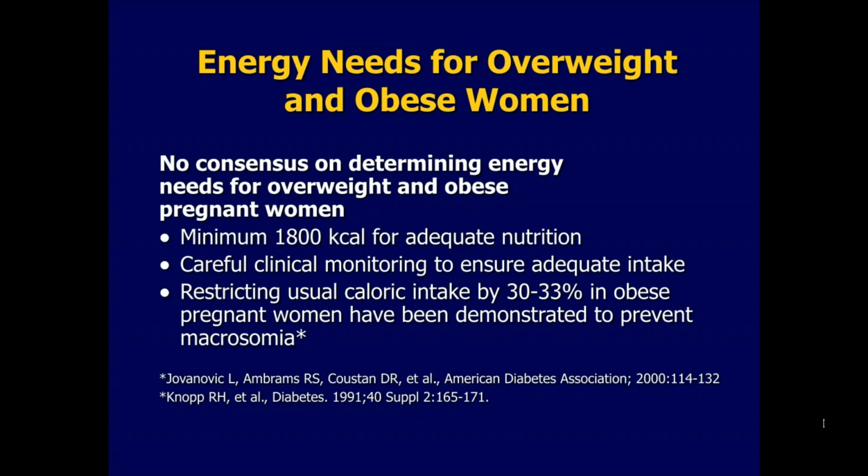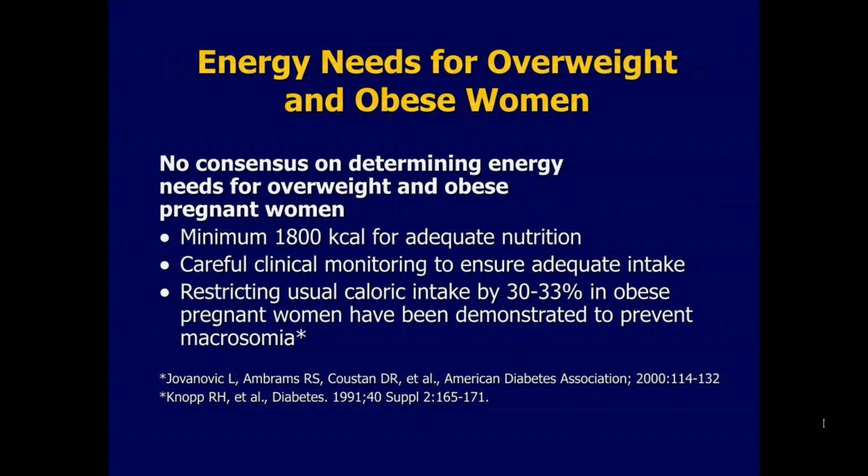So research has shown that restricting usual caloric intake by about 30 to 33% in obese pregnant women has been demonstrated to prevent macrosomia without having any significant ketones in the urine. So I think this is something that it's okay to try, but you have to monitor the ketone levels at that point, making sure the woman is not spilling ketones in the urine.